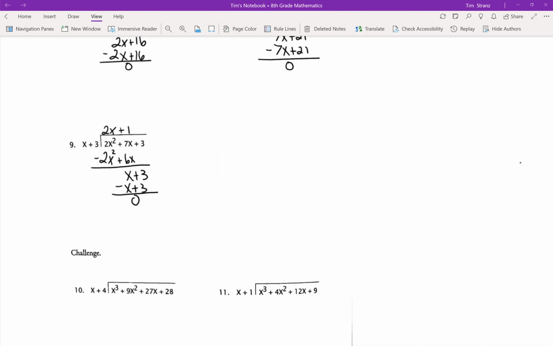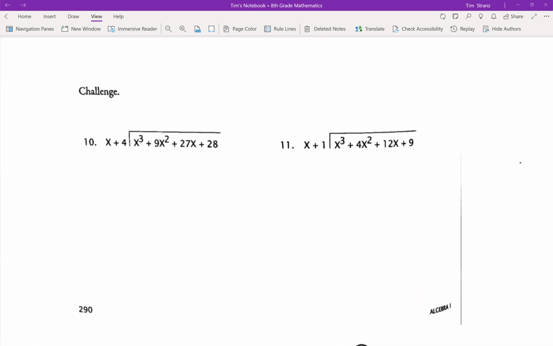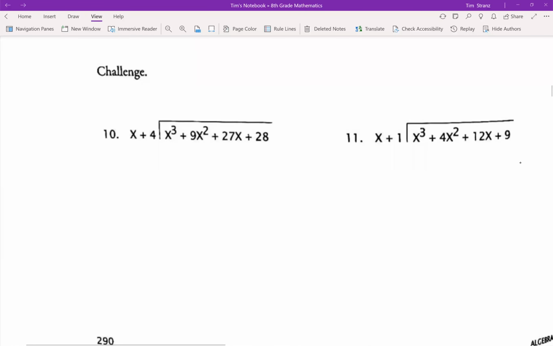Okay, let's go down to the challenge questions. They try to make it hard and they just say challenge. They're not really that much more difficult. They just have, instead of a trinomial, 4 terms. So again, you need to think, x times what is going to start off with this x to the third? X squared. So if we take x squared times x, we're going to get x to the third.